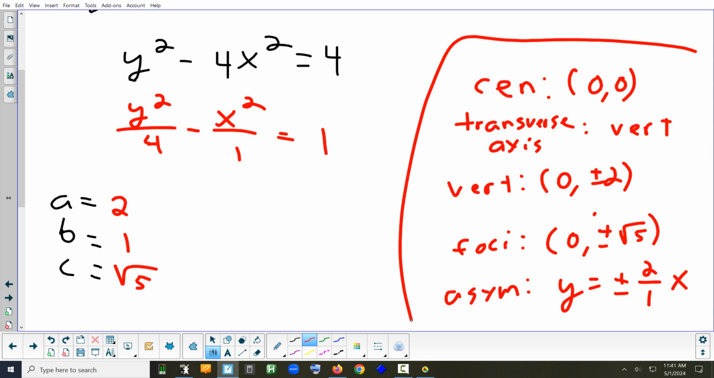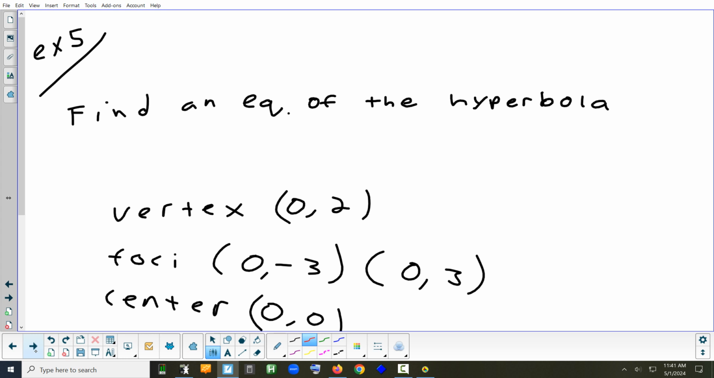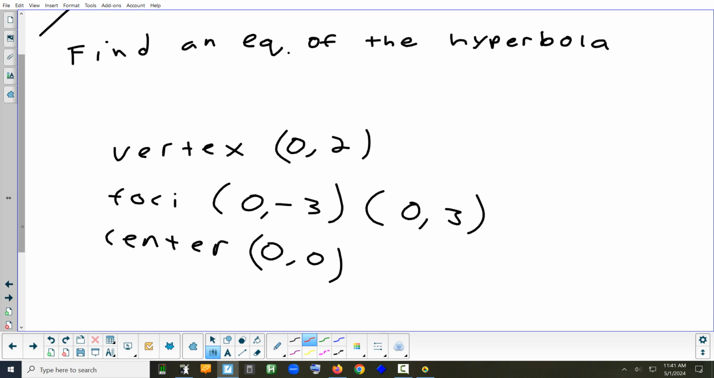All right, let me see if I have another one where I give you information, because we haven't done one like that. Okay, let's try this one. The vertex is 0, 2, foci 0, negative 3, 0, 3, and the center is 0, 0. What's the first denominator when you're writing a hyperbola? It's always y squared. Second denominator? b squared. What always goes between them? Minus. And what always goes on the other side? 1. Okay, so we can start with all of them.